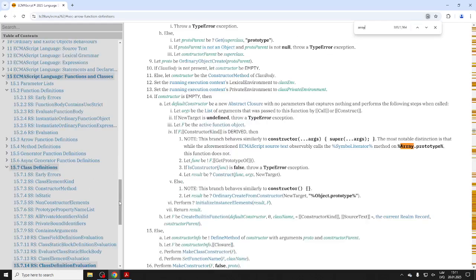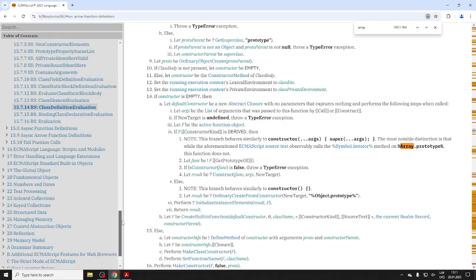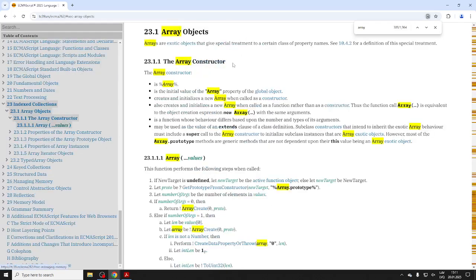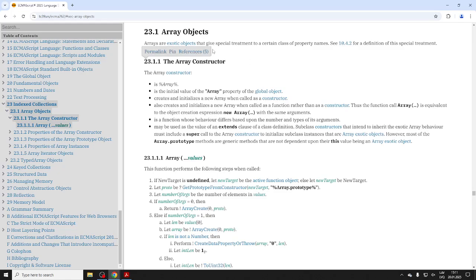Oh my God, so many data structures. Index of collections, array objects. You see, I like what they say. Basically, we all know what arrays are, right? But look at the JavaScript definition. It says exotic objects. Arrays are exotic objects. I like that name. Do you know why?